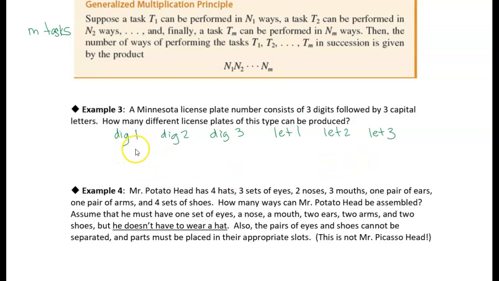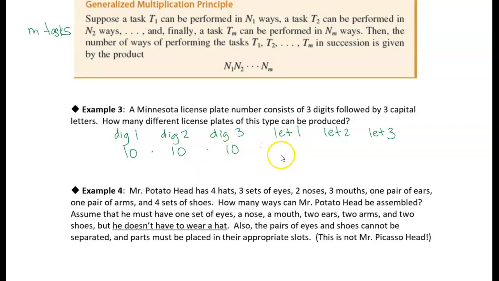Well, there are 10 digits, right? 0 through 9. Be careful about that because sometimes we forget about 0, but 0 is a digit. So we have 10 choices for digit 1. How many choices do we have for digit 2? Well, same, right? We don't have any restrictions on what we can choose for digit 2, so we have the same 10 choices, 0 through 9. And the same for digit 3, 10 choices.